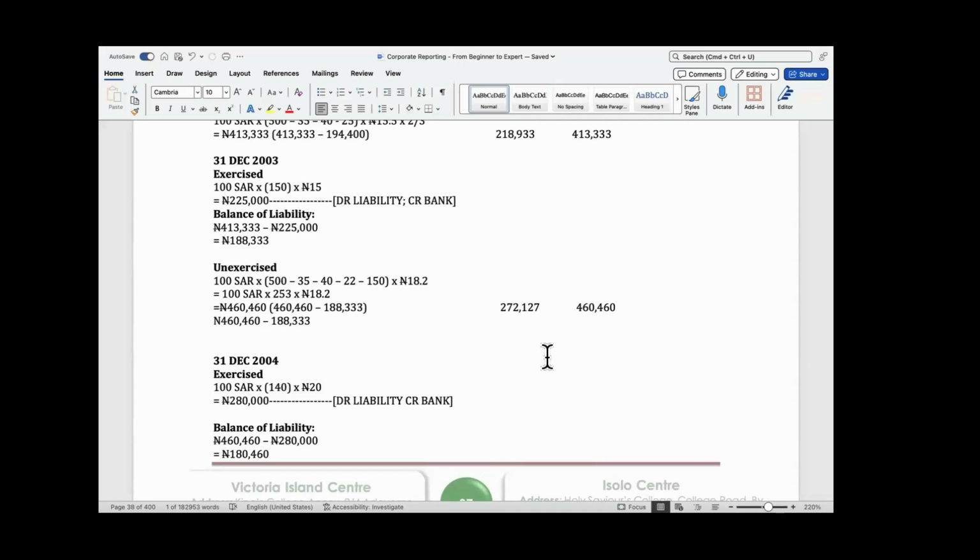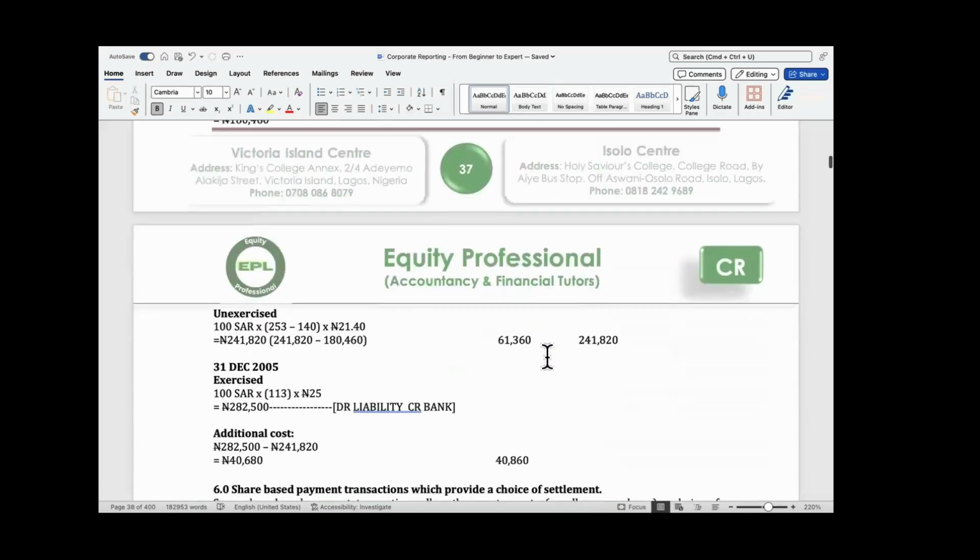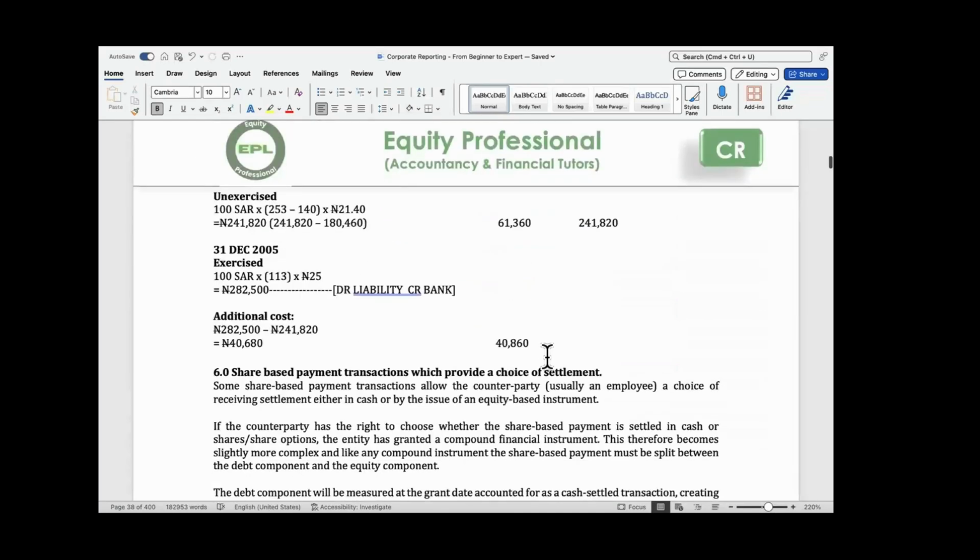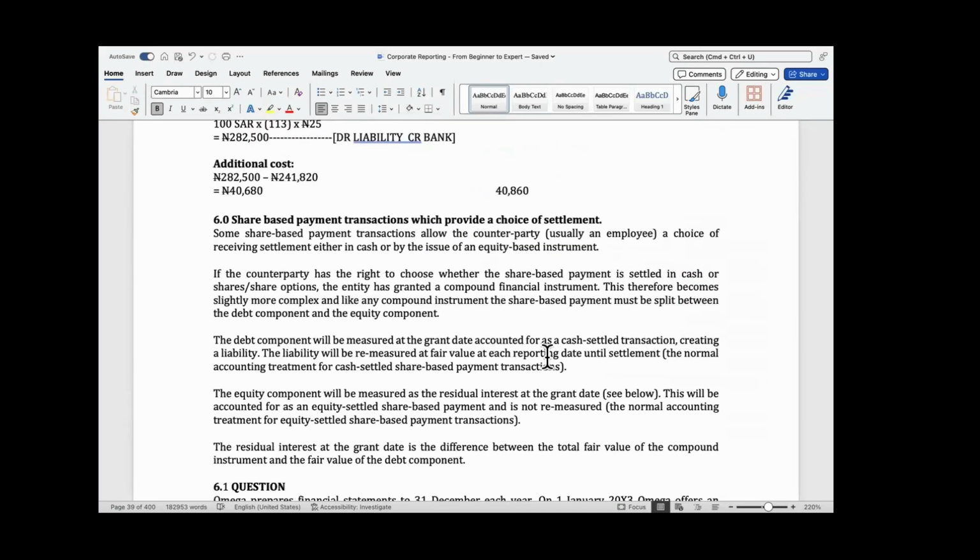Okay then. No questions. Now, the last form of share-based payment is the one where there is a choice of settlement.